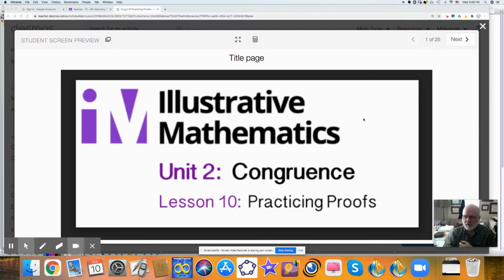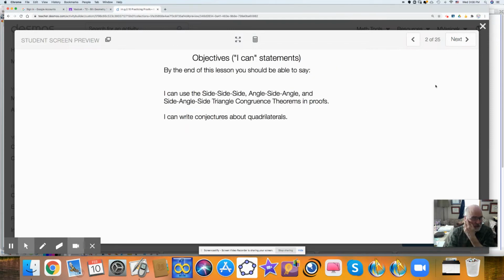By the end of this lesson, you should be able to say, I can use the side-side-side, side-angle-side, angle-side-angle triangle congruence theorems in proof, and I can write conjectures about quadrilaterals.